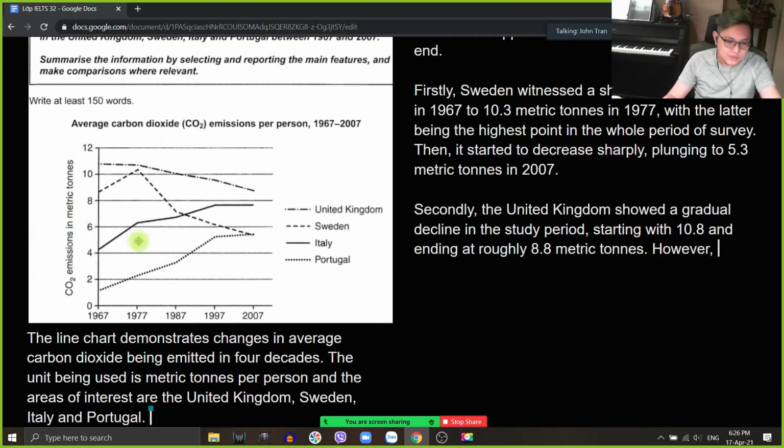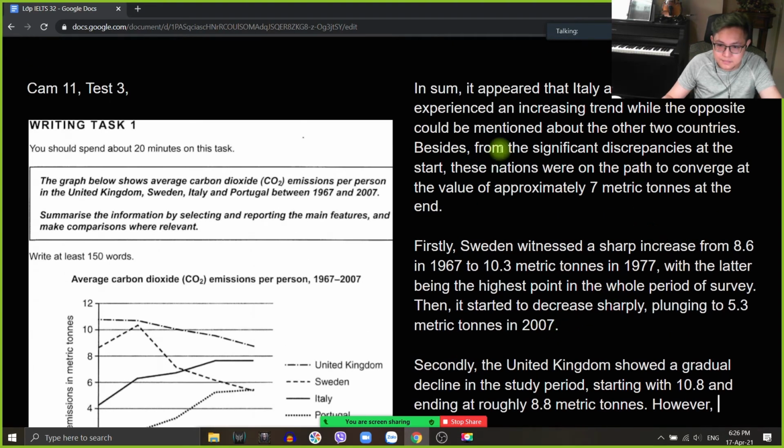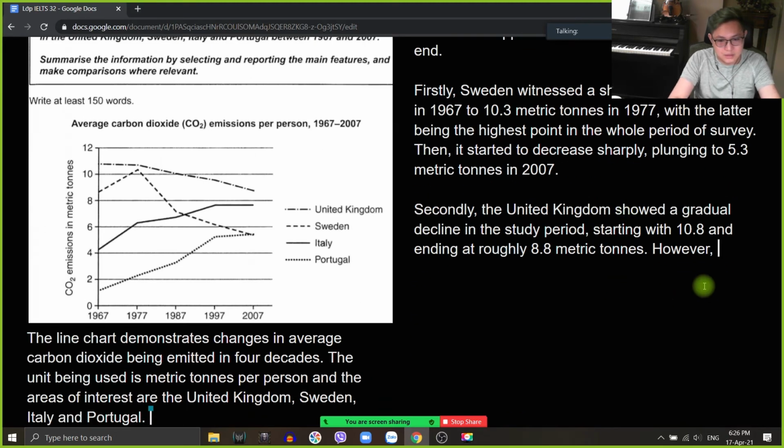So we talk about Italy and Portugal now. However, Italy, you can basically these two countries, this part, it's very similar. It's very similar that this one is increasing like steeply, right?